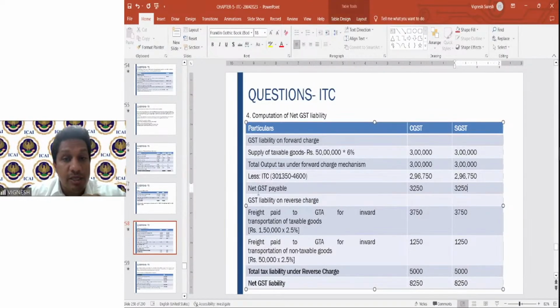But apart from this, you also have to pay the GST liability on reverse charge mechanism. So on both you have to pay on reverse charge mechanism, on taxable goods and non-taxable goods. There is no exemption here on reverse charge. So 3,750 and 1,250 you have to add. So reverse charge will be 5,000. Total GST liability is 8,250 each.